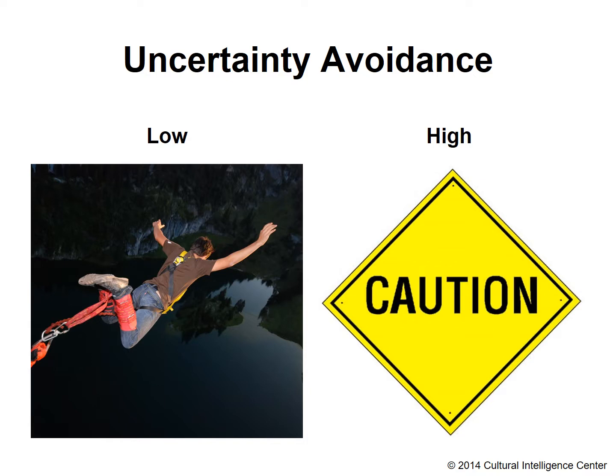Uncertainty avoidance. The uncertainty avoidance index is the degree to which most people within a culture tolerate risk and feel threatened by uncertain, ambiguous circumstances. Low uncertainty avoidance, emphasis on flexibility and adaptability. High uncertainty avoidance, emphasis on planning and predictability of outcome.